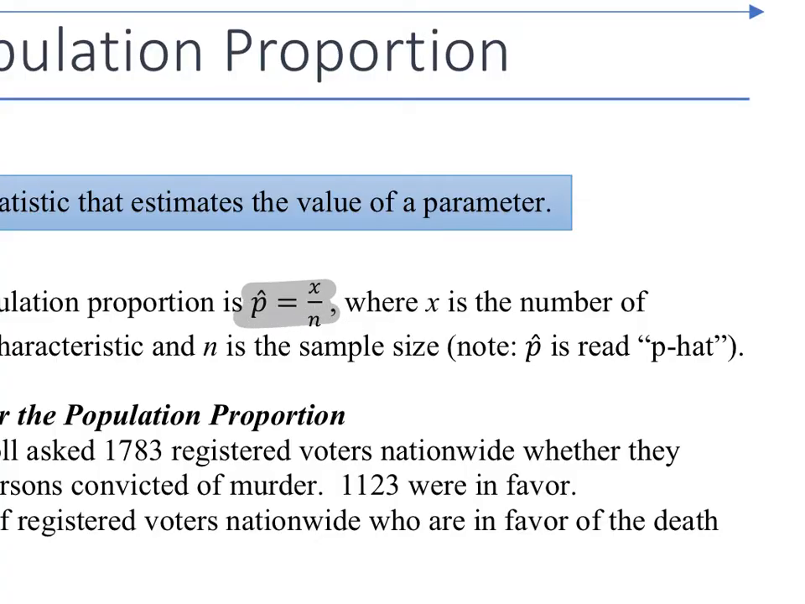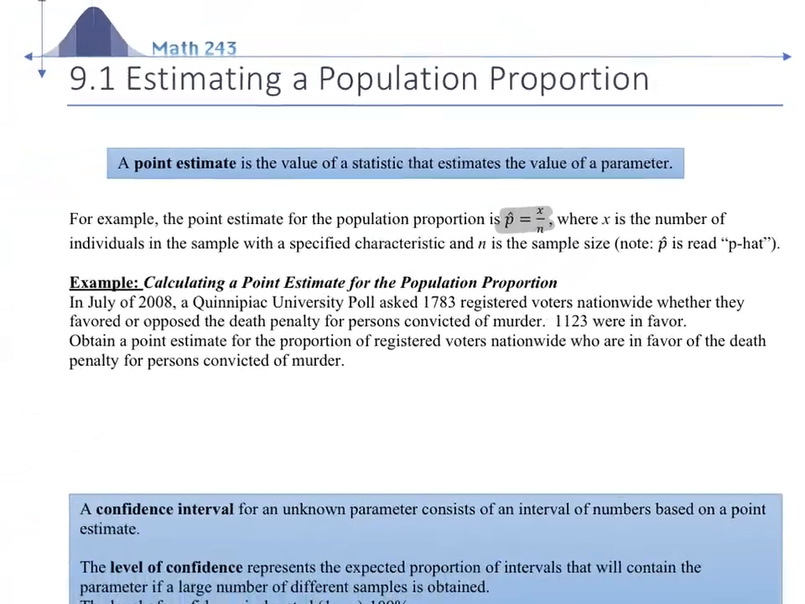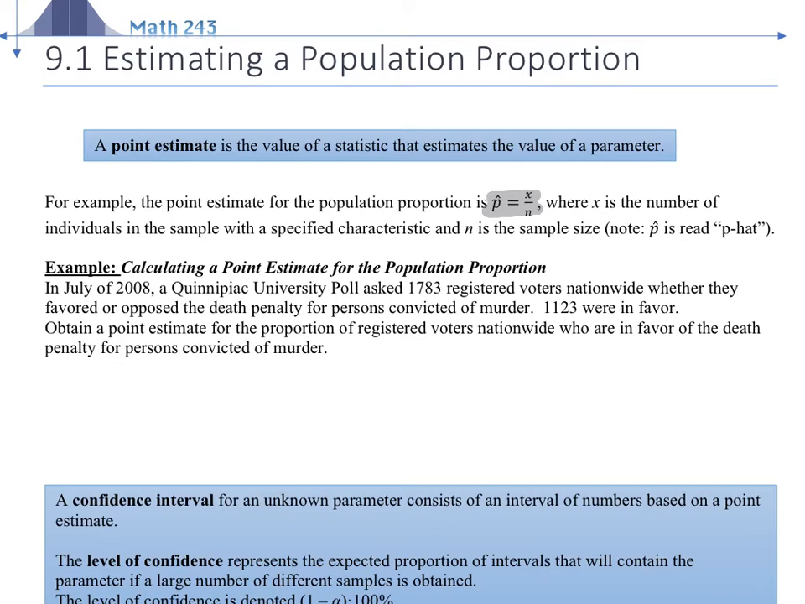So p hat is x over n, and we saw that in the last chapter, last section actually. And so we have x, the number of individuals in the sample with the specified characteristic, all right? And n is the sample size. n is always going to be the sample size here. All right, so a quick example.